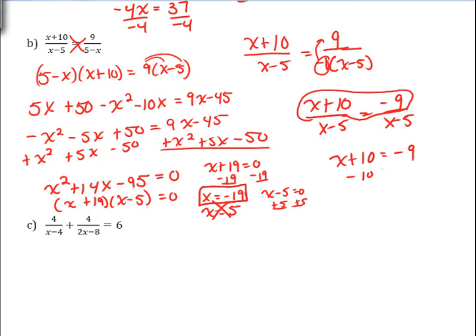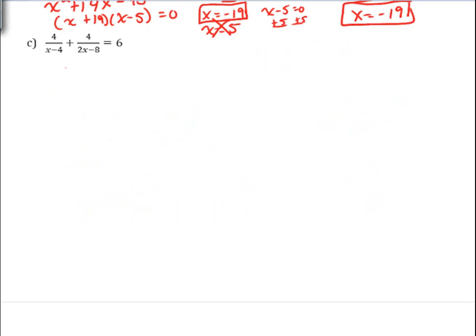You can subtract the 10 from both sides, and you get x equals negative 19. Same solution that we came up with before. This way is a little bit less work. Sometimes people will catch that, sometimes they won't. Either way, you'll end up with the correct answer. This way is just a little bit shorter.